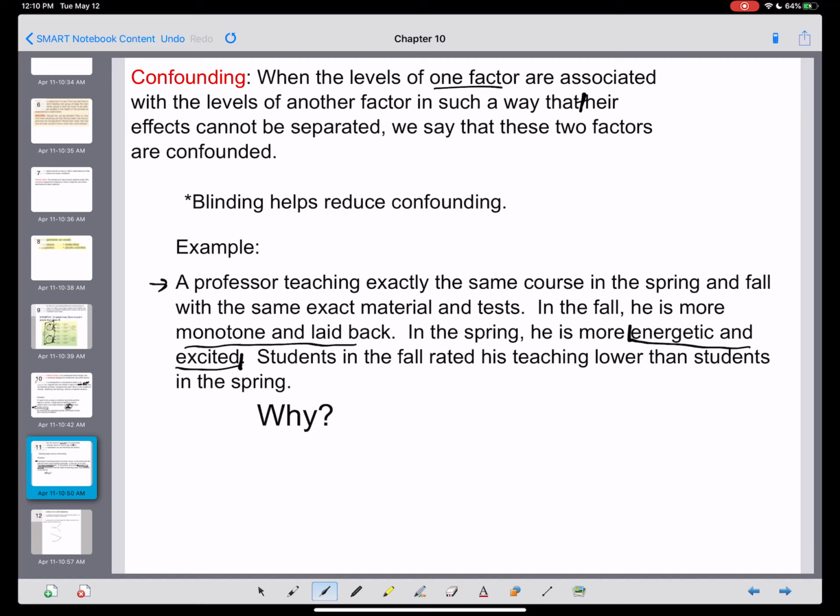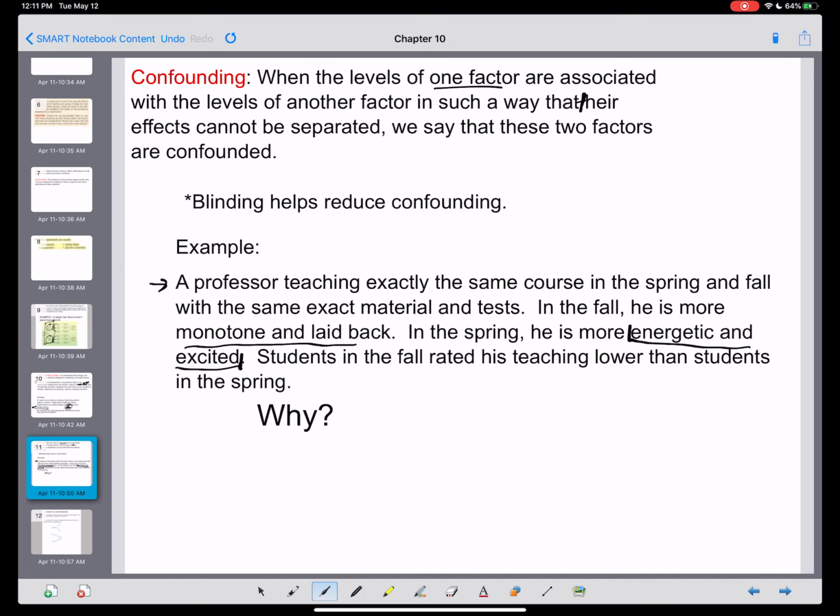The only thing that's different is the season, the change in his mood in this season. That's confounded. That's the factor that's associated with this change. It's the season, right? It's the reason why there's a change. If everything is the same, there's a reason why the two are different, and that's confounding.